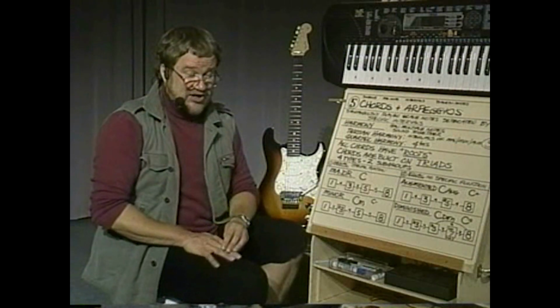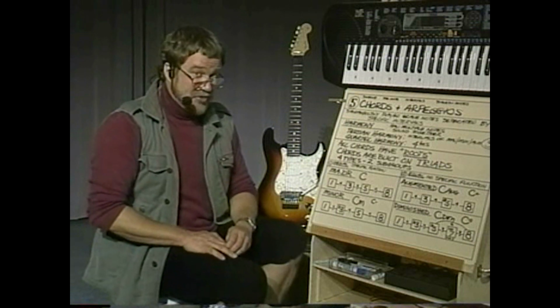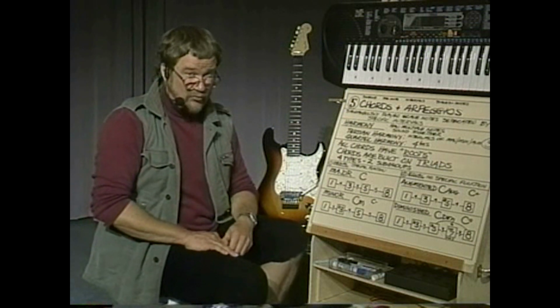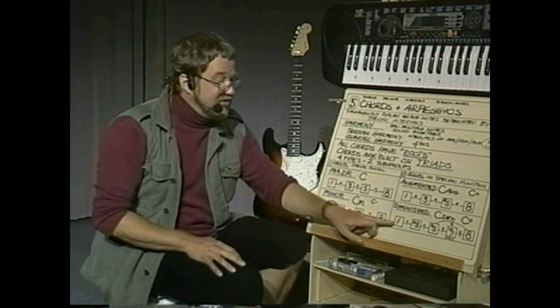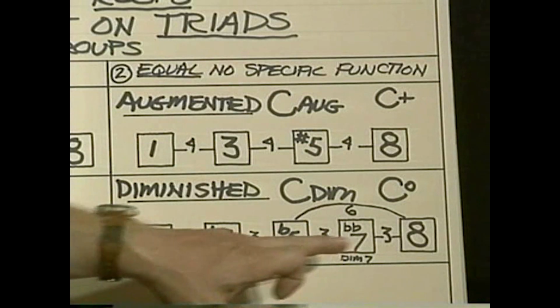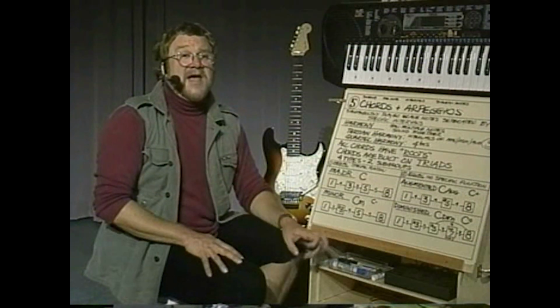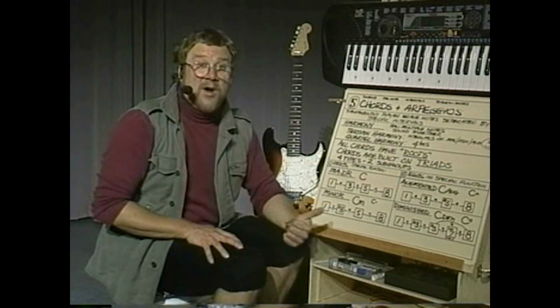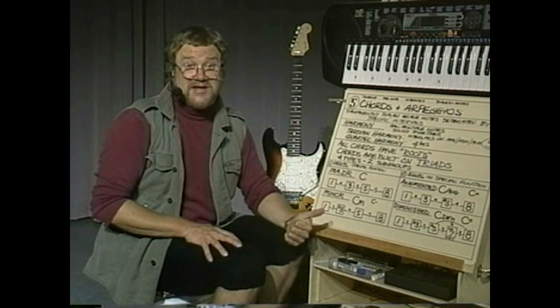Some people would suggest, for example, that they don't really exist within a key. They don't really exist in any key. It's almost fair to say that a diminished chord or a diminished triad has one foot in several different keys.